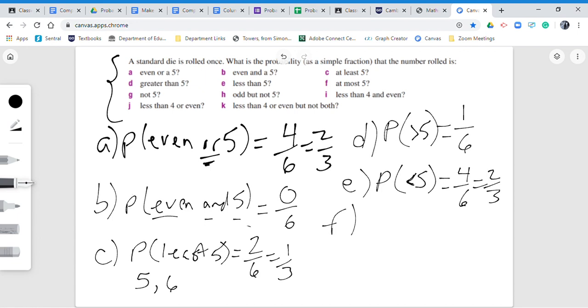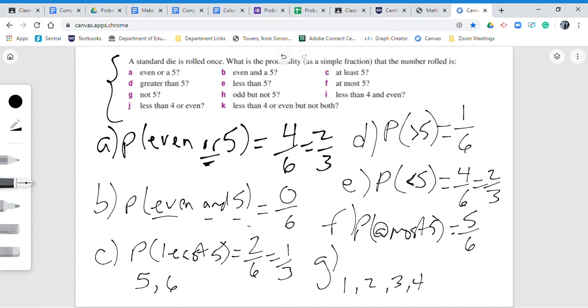F, at most 5. That means 5 is the top, and it's all numbers up to and including 5. So the probability of at most 5 is going to be 1, 2, 3, 4, 5, so 5 out of 6 chances. G, what are the chances of it being not 5? Well, that's going to be 1, 2, 3, 4, and 6, with 5 not possible. So the probability of it being not 5 is 5 out of 6.